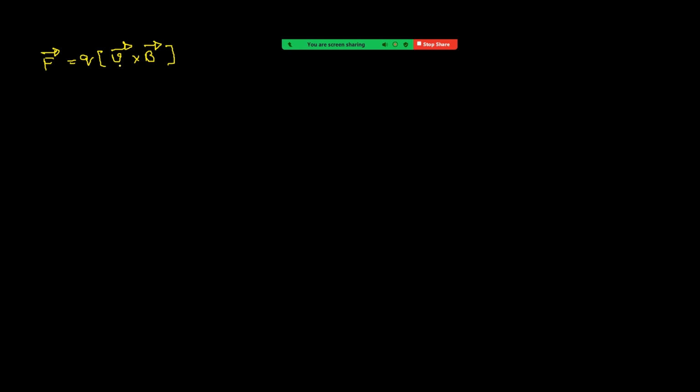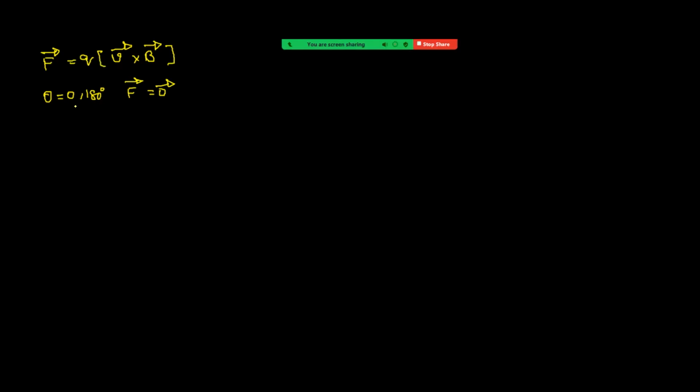Here B bar stands for magnetic field strength. Between the field vector and velocity vector, I'm taking theta as the angle between those two vectors. If angle is 0 or 180, then see what happens. This is V into B into sine of the angle. Sine 0 is 0. Sine 180 is 0. That means no force acts on the particle, right?